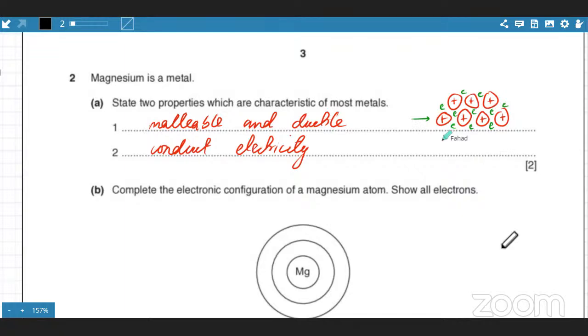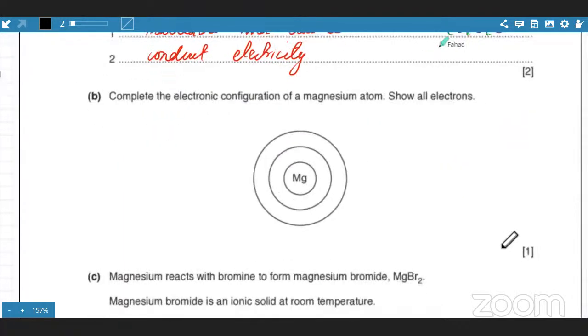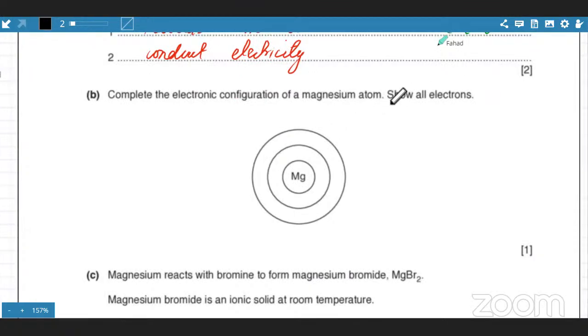The next part, part B of the question, is: complete the electronic structure of a magnesium atom showing all electrons. I'll just give you the symbol of the magnesium atom. It's Mg, 12 and 24. So it has a total of 12 electrons, and he's talking about the atom. So 12 electrons would be 2, 8 in the second one, and you're left with just 2 electrons in the outermost shell. So that's a total of 12 electrons.